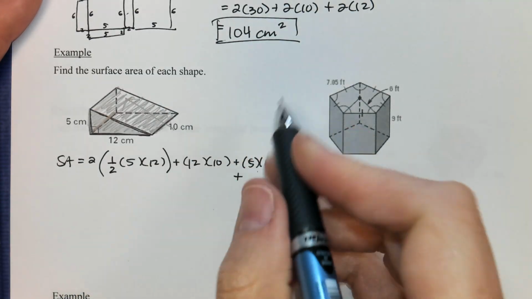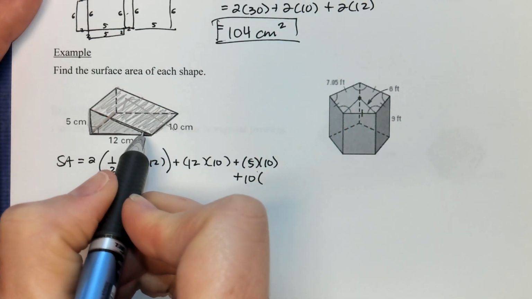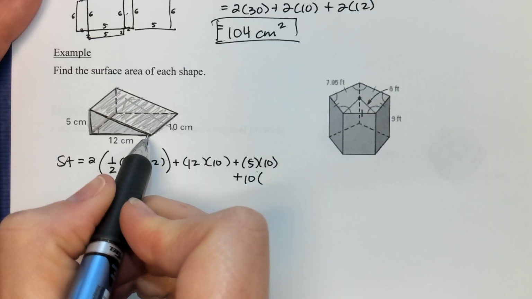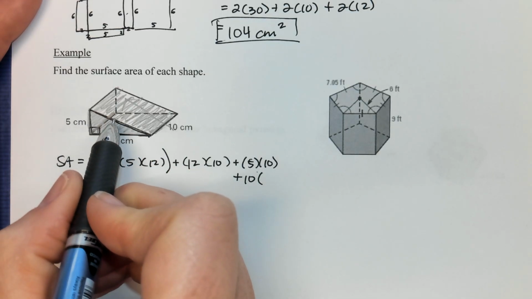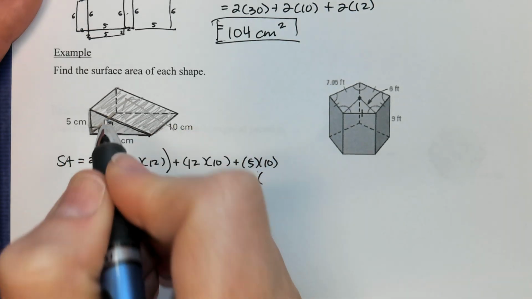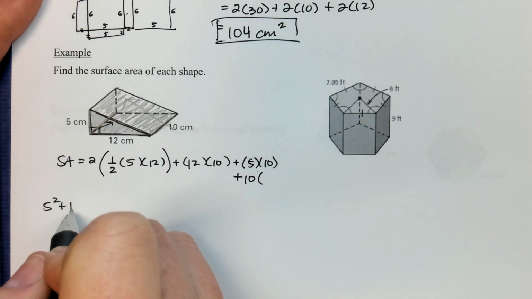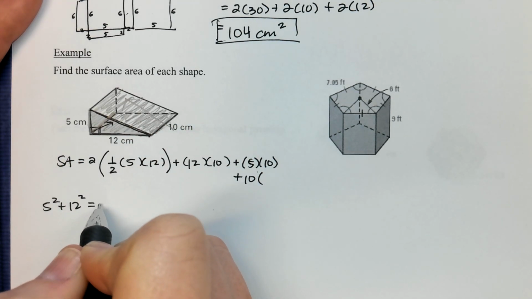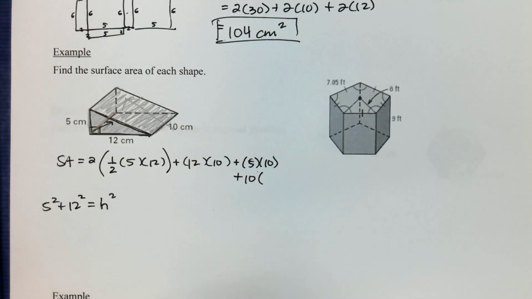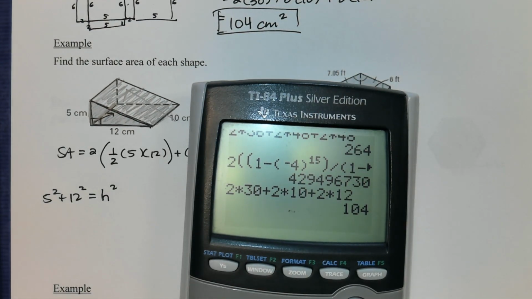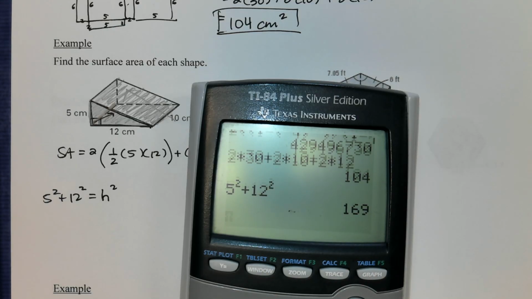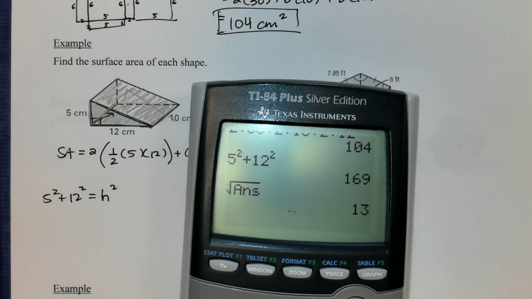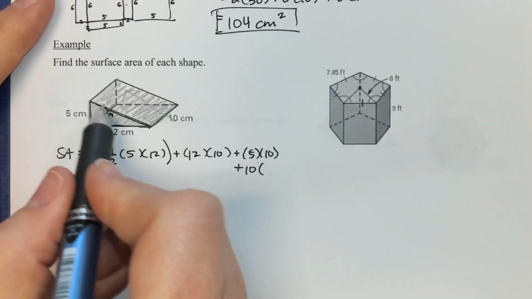And if I trace one side, it's 10. And if I trace the other side, that is a number I don't know. So we're going to actually do your favorite theorem, Pythagorean's theorem, in order to find it. So that's my hypotenuse. So I have 5 squared plus 12 squared equals, I don't know, hypotenuse squared. So I got 5 squared plus 12 squared, and then I just have to square root that. So I end up with 13. So this hypotenuse right here is 13.